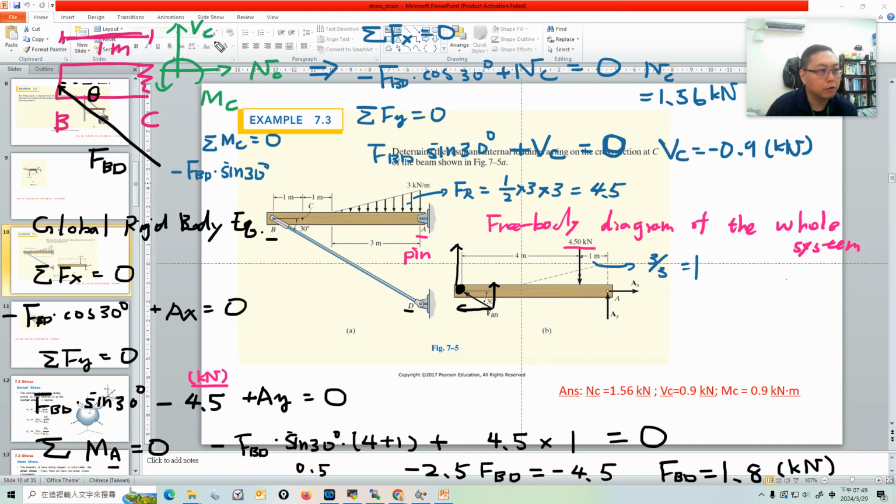Well, we don't consider a moment for VC and NC. We don't have to consider that. Okay, and then plus MC equal to 0. So the MC, what we have is, okay, let me check, 1.8 times sine, oh sorry, we forgot the lever arm, but actually it doesn't influence our answer, the lever arm is just 1.